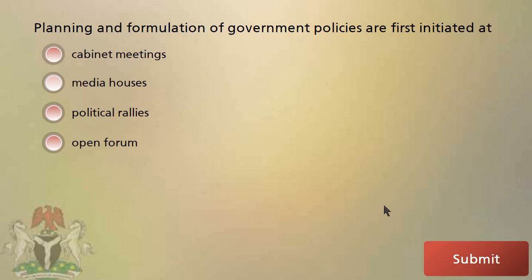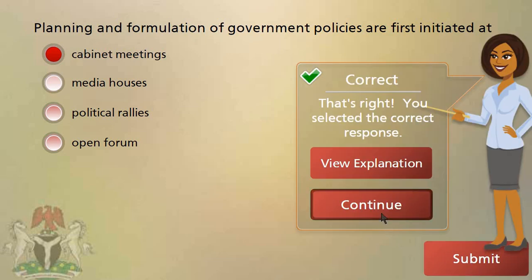Question 16. Planning and formulation of government policies are first initiated at A. Cabinet meetings, B. Media houses, C. Political rallies, D. Open forum. The right answer is A. Cabinet meetings. Cabinet meetings refers to the meeting of the executive members. The executive members here, I mean the president, ministers, etc. Planning and formulation of government policies are first initiated at such meetings. That is why A is the right answer.